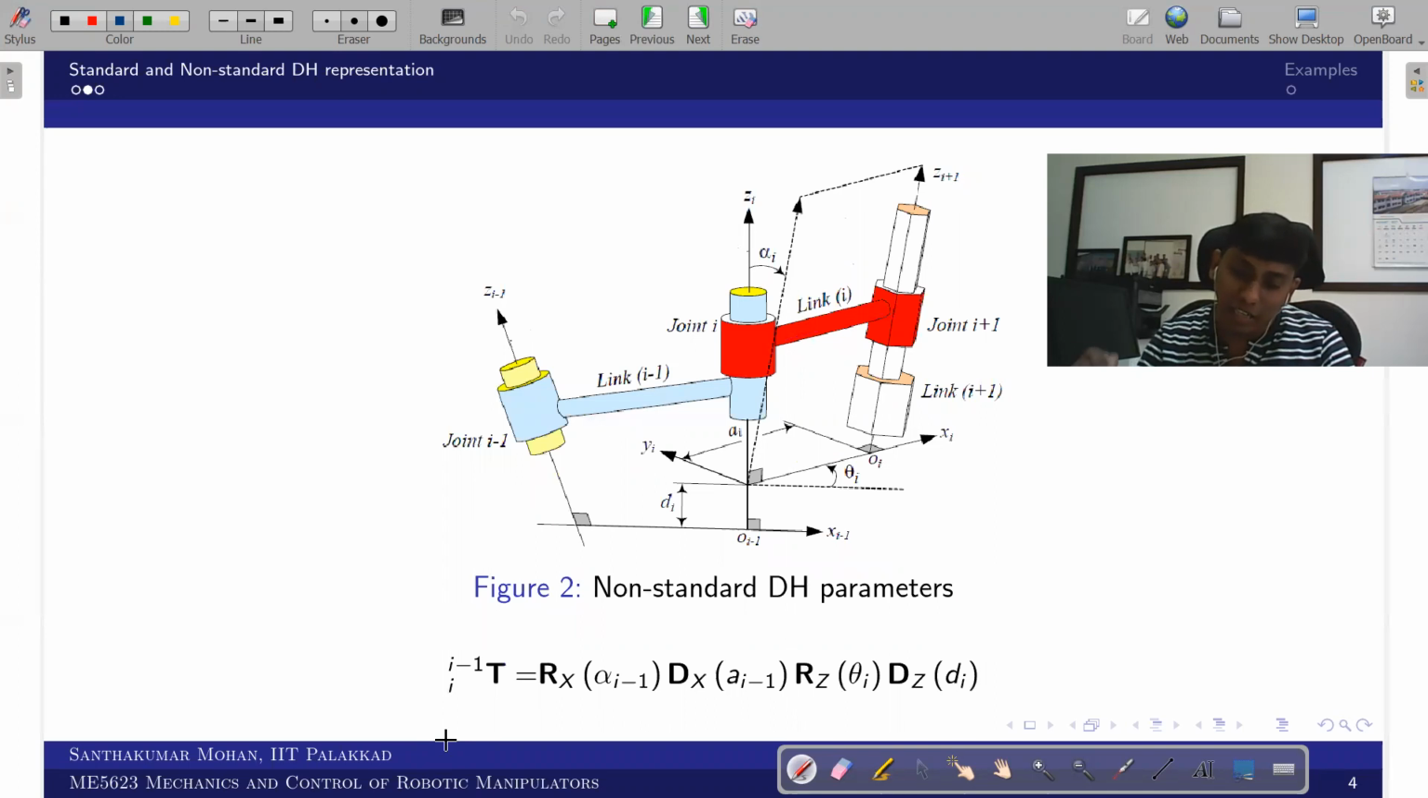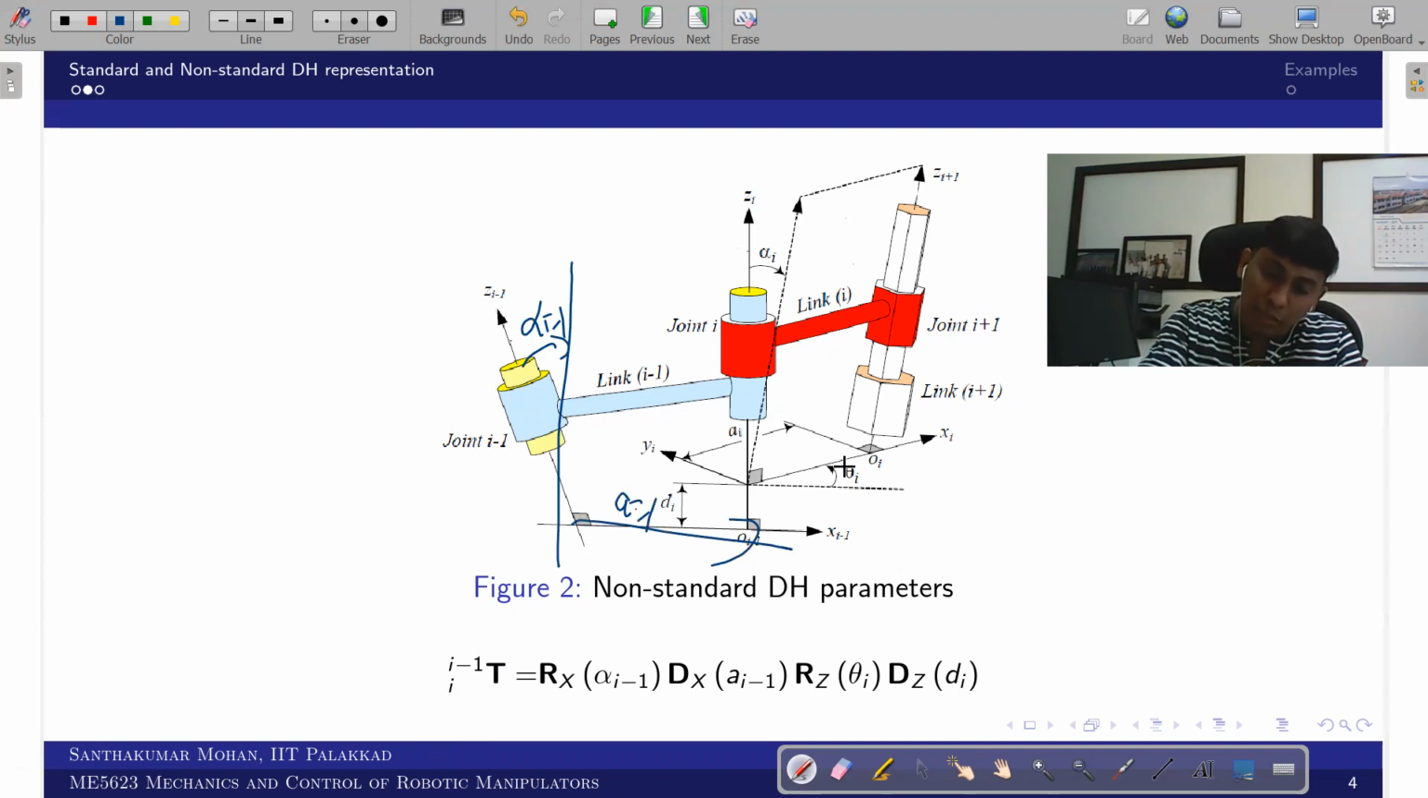The non-standard is slightly different. You have i minus one and you have i. Now first you have to rotate. This is alpha i minus one, and you translate. This is a i minus one. Then you can see xi and xi minus one have an angle between them.